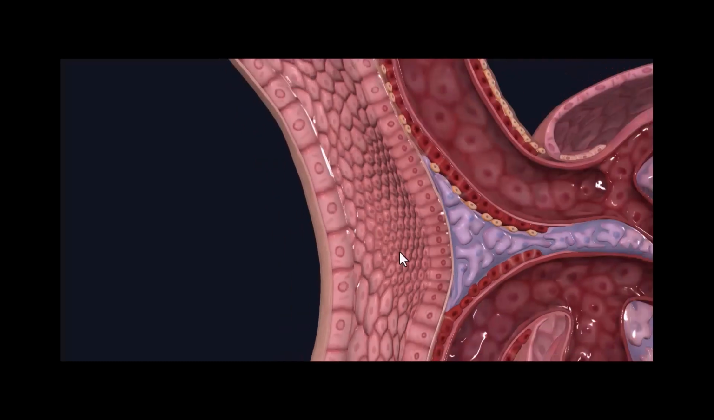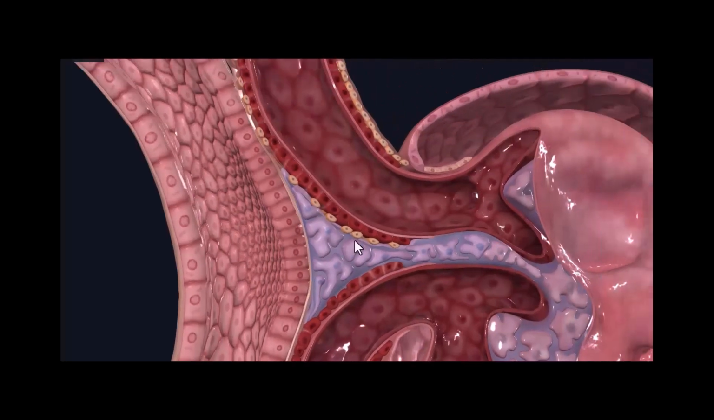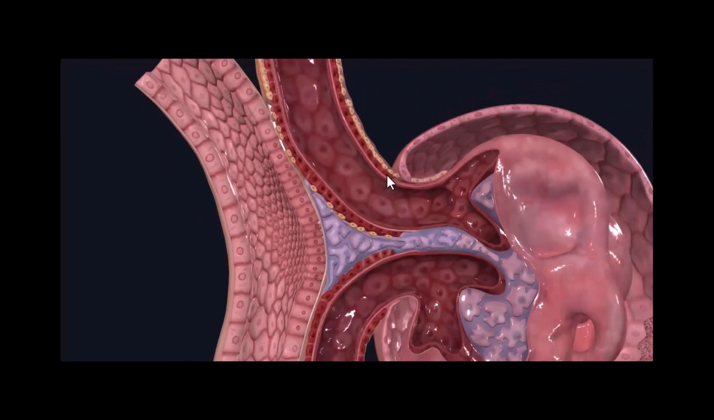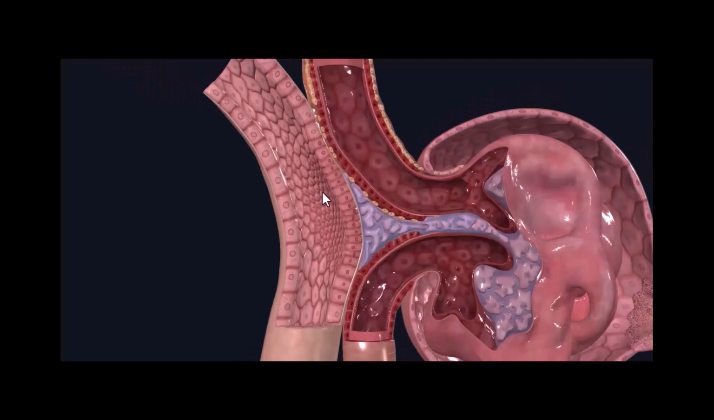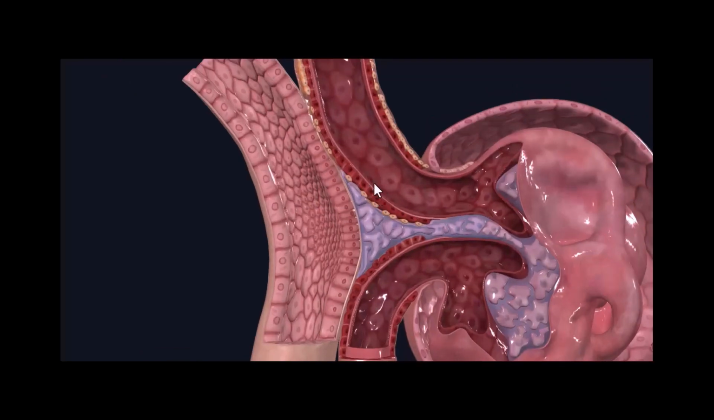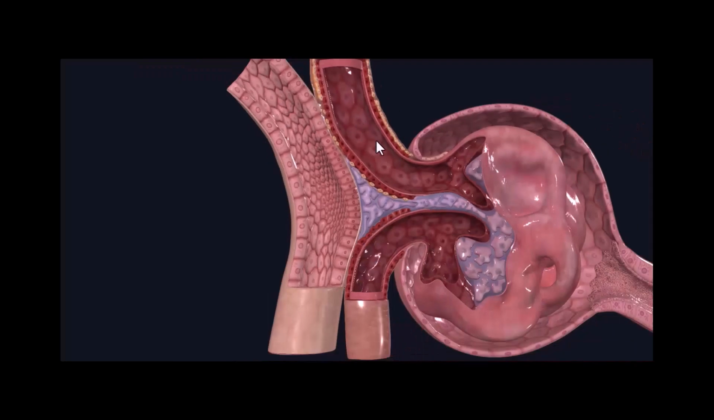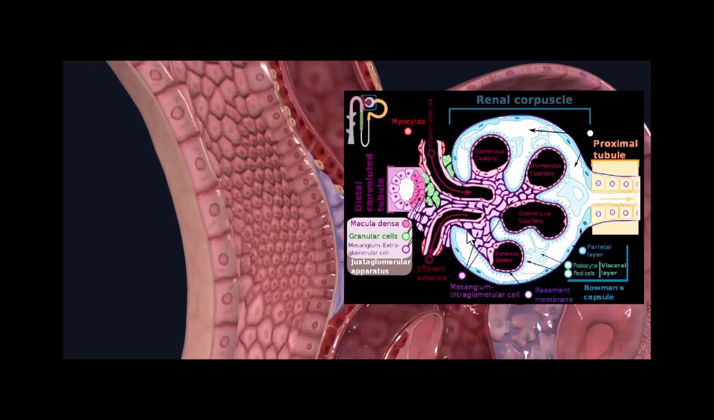filtrate. So if we have too much sodium inside the filtrate, the body will adjust the flow rate. It will adjust how much pressure is being put into this Bowman's capsule. This sensor is connected to the afferent arteriole and the efferent arteriole. And this sensor is called the juxtaglomerular apparatus. We will now be talking about the juxtaglomerular apparatus.